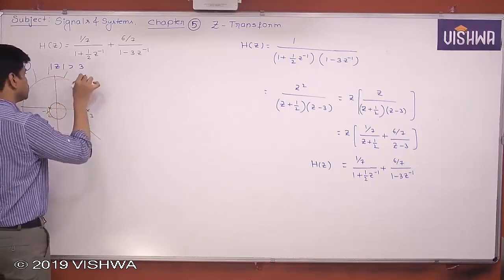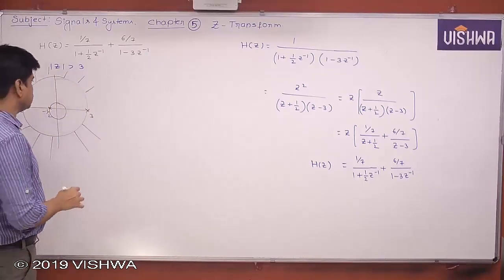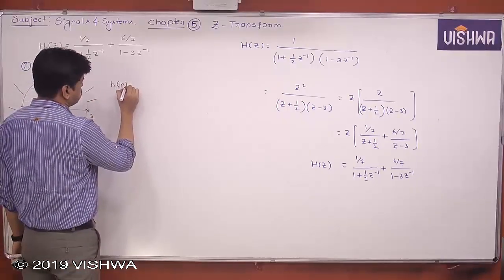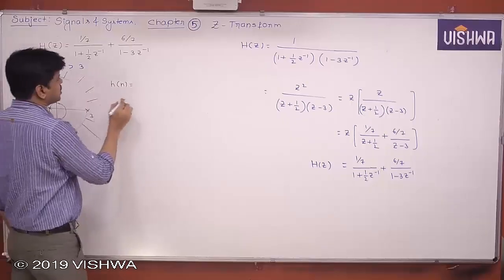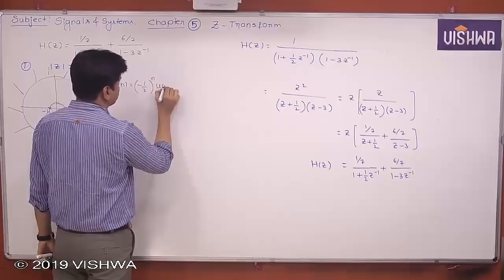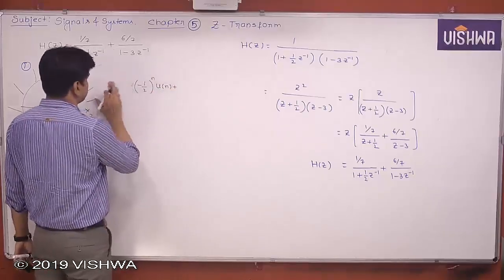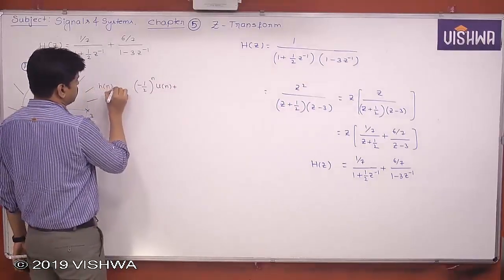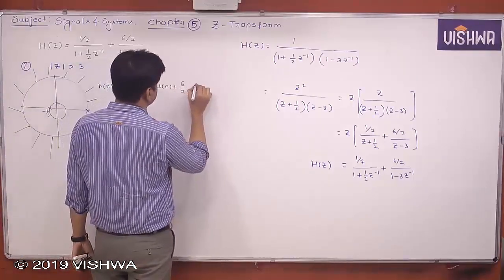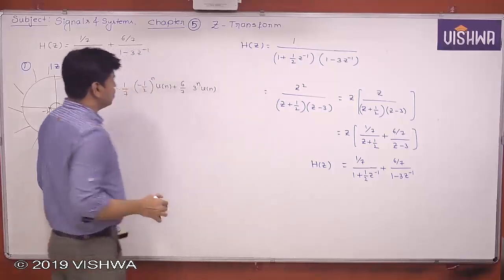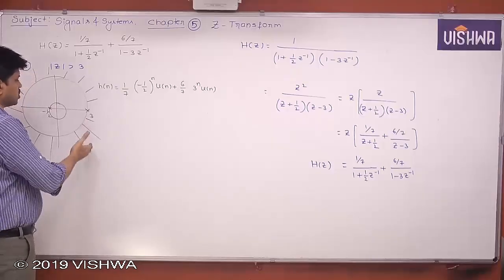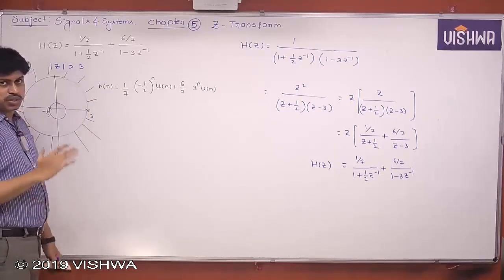For both the poles, it is a right side signal we have to write. So h of n is equal to minus 1 by 2 to the power n u of n, because minus 1 by 2 is the pole, plus 6 by 7 multiplied by 3 power n u of n, with 1 by 7 for the first term. And to comment about causality, yes, definitely it is causal. Why? Because the ROC is outside the outermost circle, so it is causal.